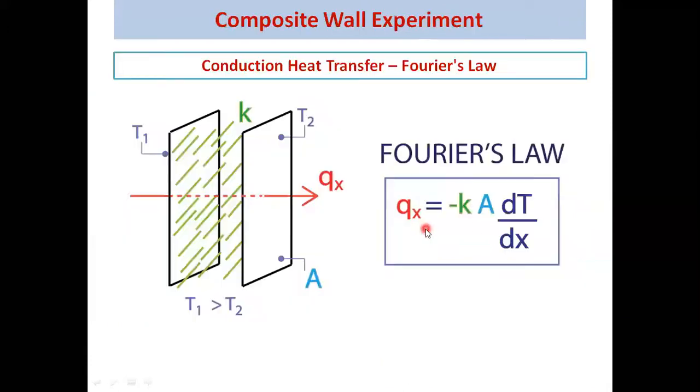Now the conduction heat transfer depends on Fourier's law. So here, say this is a wall. Across the wall we have a temperature gradient, that is T1 and T2. Like for mild steel we have a temperature gradient, that is TA and TB.